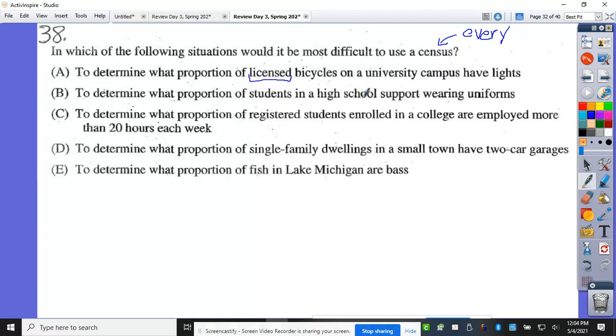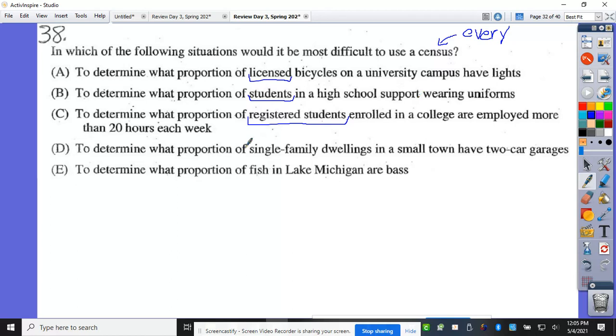B: Determine what proportion of students in a high school support wearing uniforms. How can I do that one? Survey. Again, maybe time consuming, but could it be done? Yeah. C: What proportion of registered students enrolled in a college are employed more than 20 hours a week? The one thing about this that I think people could possibly get confused with is thinking, well, what if I am one week and I'm not the other? But if they're registered students, it could possibly still be done, but maybe it wouldn't. So right now, C is definitely better than A and B.